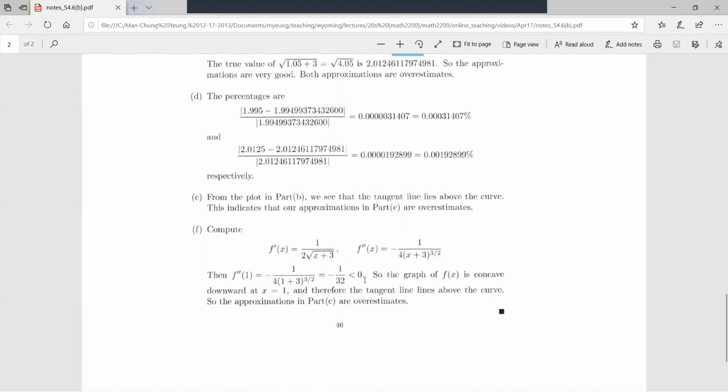Because the second derivative is less than 0, the graph of f is concave down at 1. Therefore, the tangent line is above the curve, so the approximation in part C is an overestimate. These are the solutions to this example 1. Now we turn to example 2.